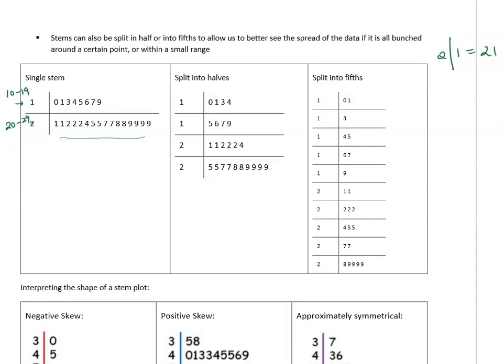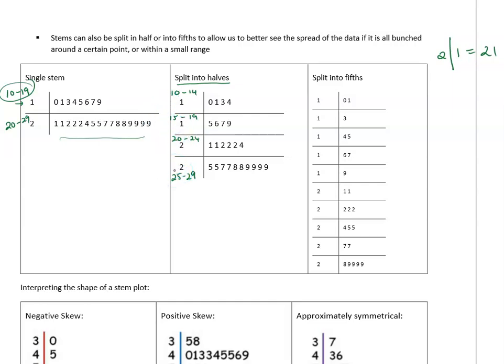We may choose to break our intervals up a bit more. And so what we do if we split that stem into halves means we're actually splitting that interval in half. So we might be saying now we're going from 10 to 14 and then from 15 to 19, 20 to 24, and then finally 25 to 29. So it's that whole idea of splitting up those intervals. Again, we're going up by 5s this time.